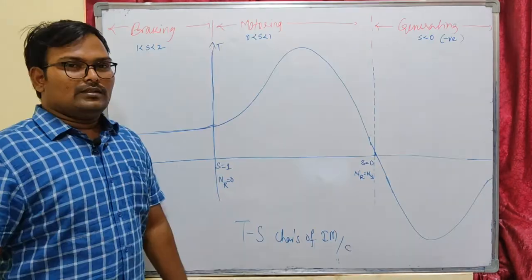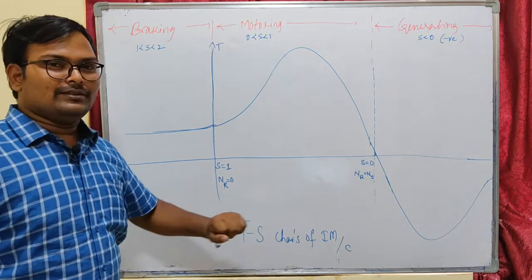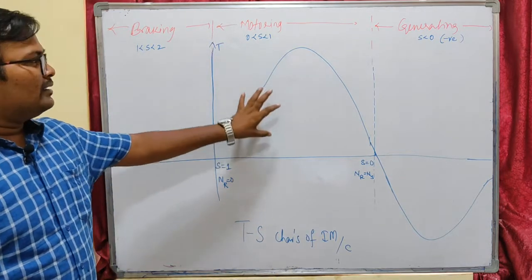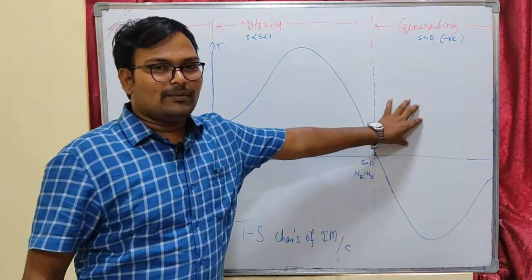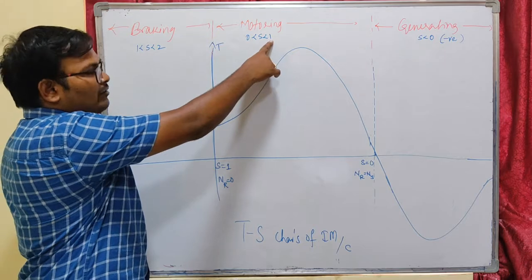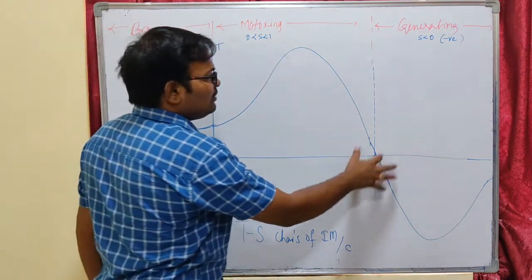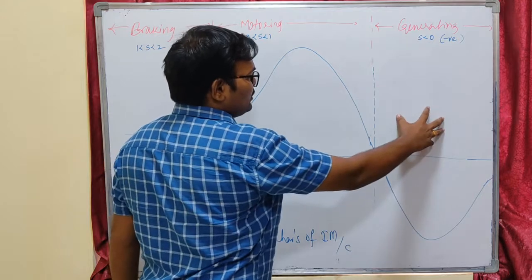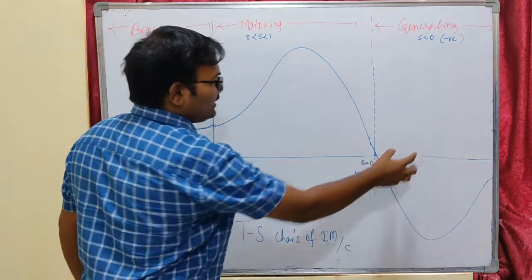Let us see. Here is the complete torque slip characteristic of an induction machine. I mention machine here because we have the operating region for the motor, and here the operating region for the generator. The operating region for the motor is where the slip value is between 0 and 1, called motoring mode. If the slip value is negative, less than 0, this region is called the generating region. In this region our machine will act as a generator.